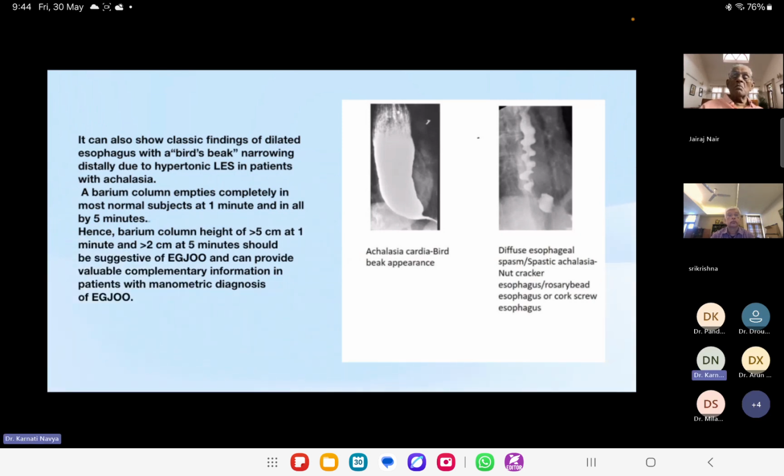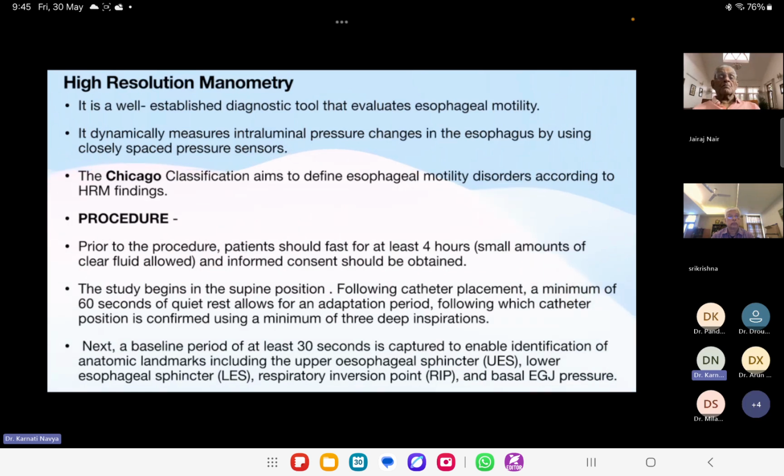Usually, a barium column empties completely in normal subjects at 1 minute and in all by 5 minutes. Hence, barium column height of more than 5 mm at 1 minute and more than 2 centimeters at 5 minutes should be suggestive of an outlet obstruction and can provide valuable complementary information in patients with manometric diagnosis of esophagogastric junction outlet obstruction.